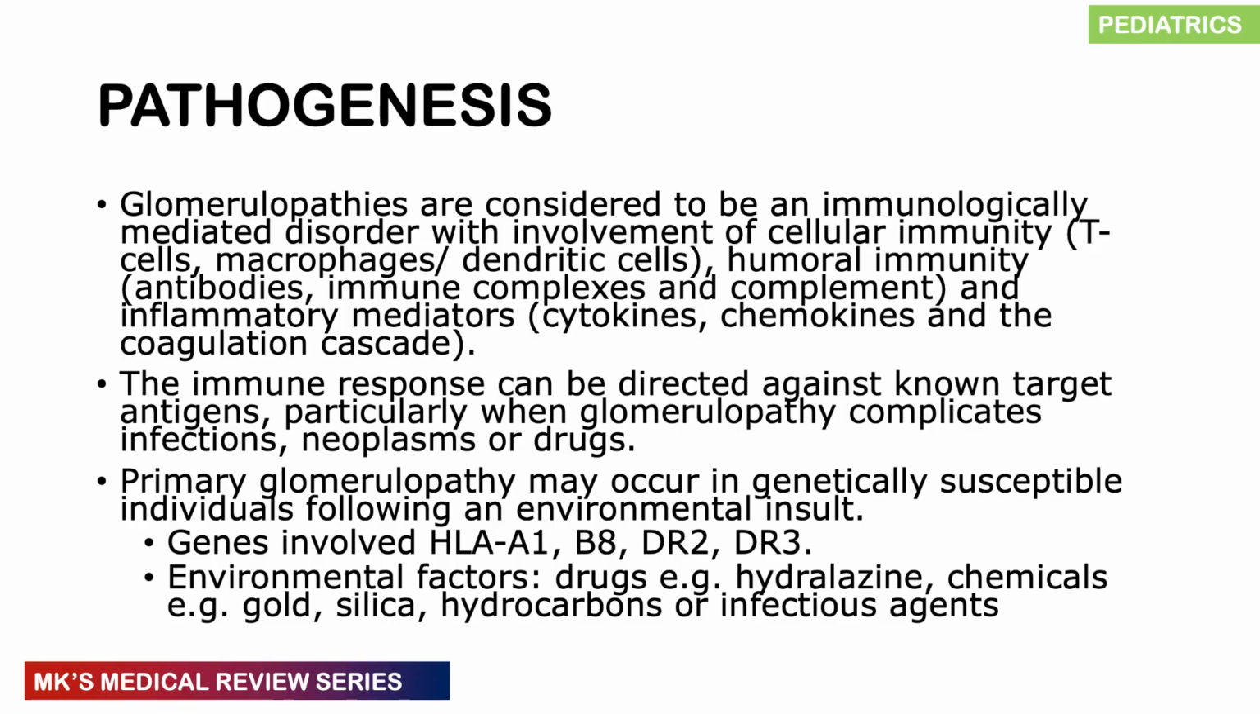So remember that this response is going to be targeted towards a certain antigen. This is an antigen that may be present in the basement membrane, for example. It may be present in one of the components of the glomerulus. Particularly when the glomerulopathy complicates an infection, for example, or someone having a neoplasm or someone taking certain drugs. We have seen that there is some sort of genetic susceptibility even in individuals that are exposed to certain environmental factors, so some human leukocyte antigen genes like A1, B8, DR2, and DR3. You may also have certain drugs like hydralazine, chemicals like gold, silica, hydrocarbons, or even infectious agents.